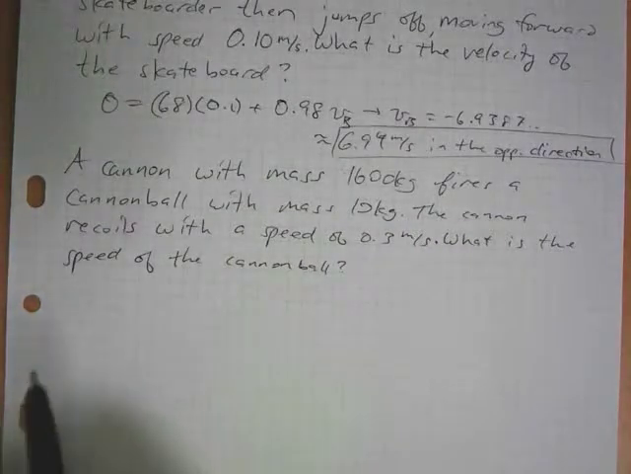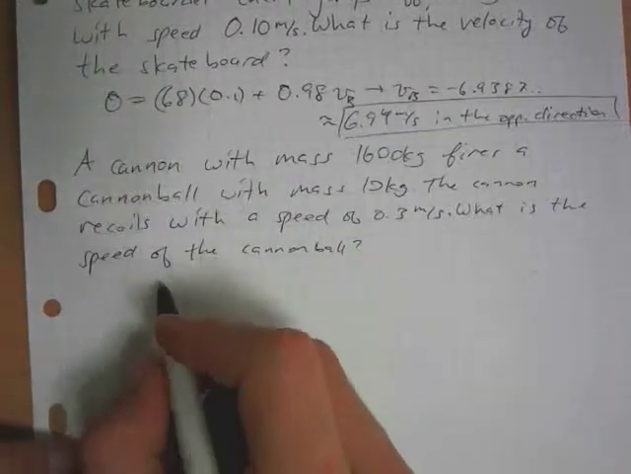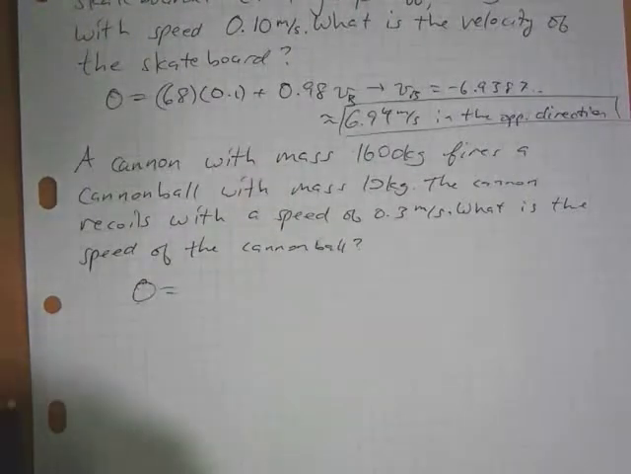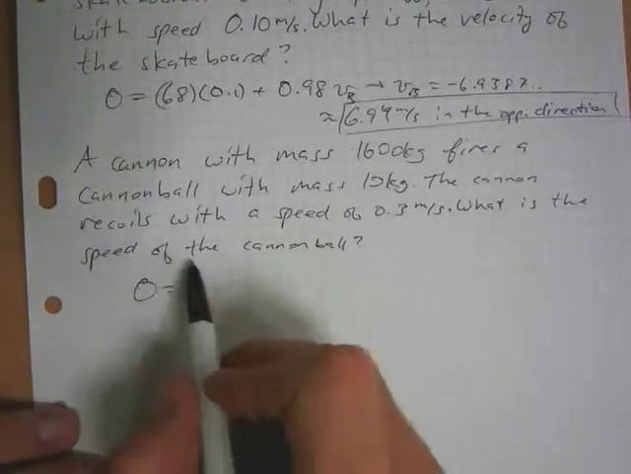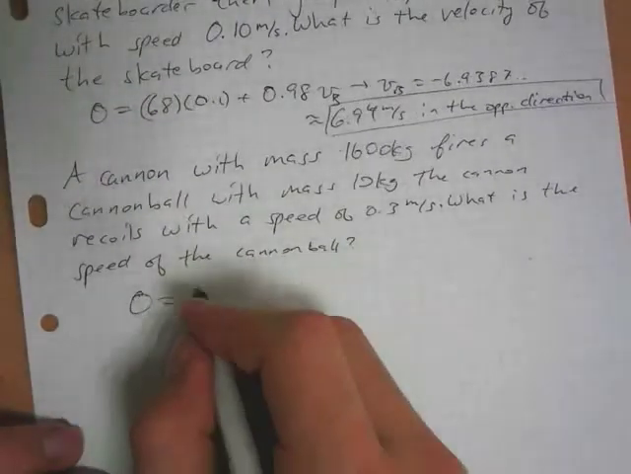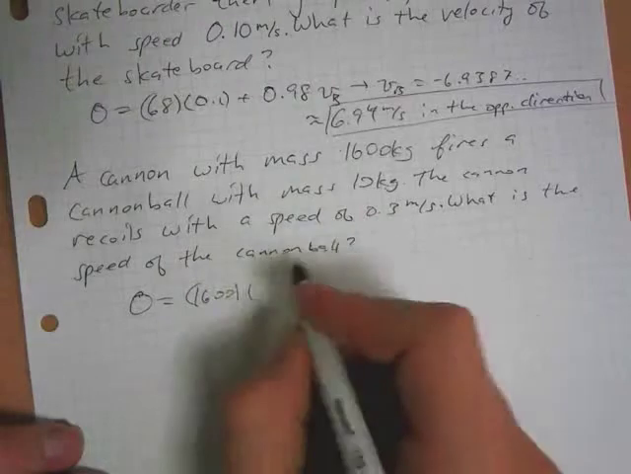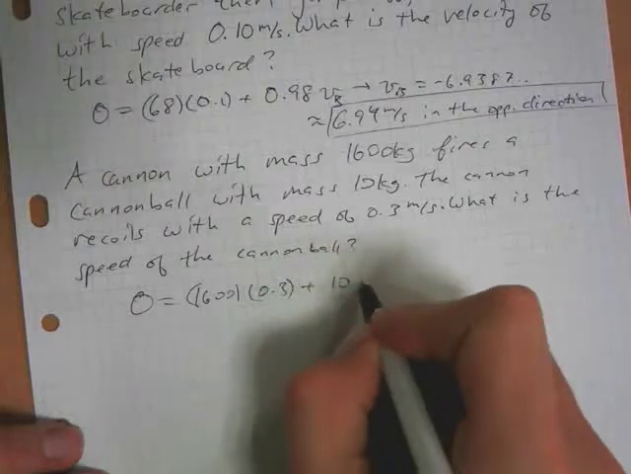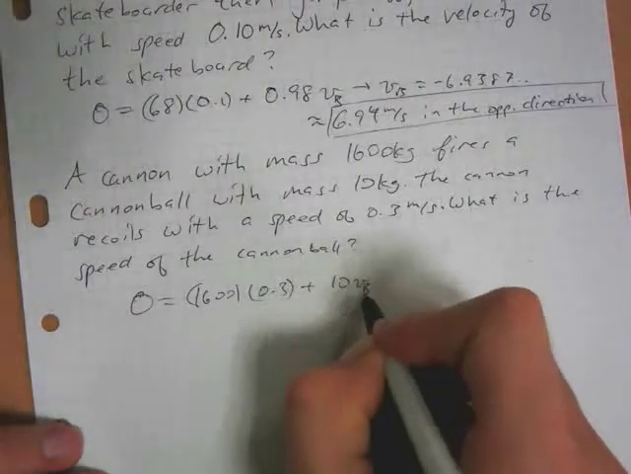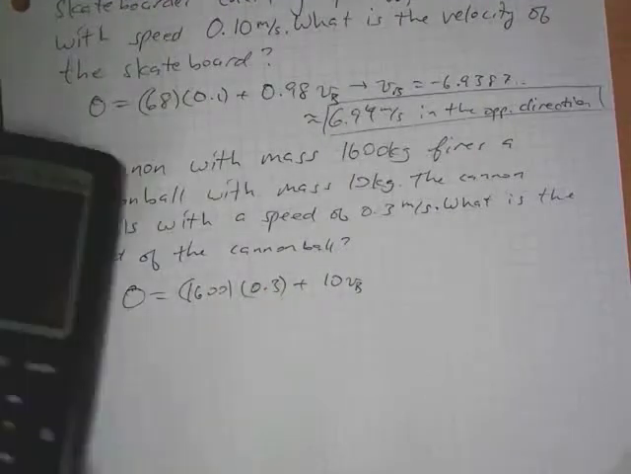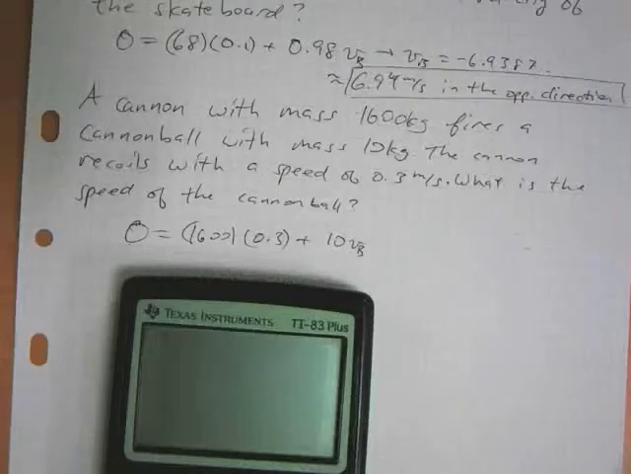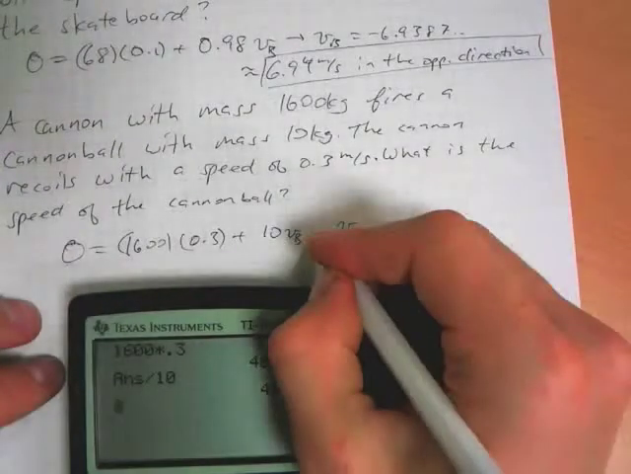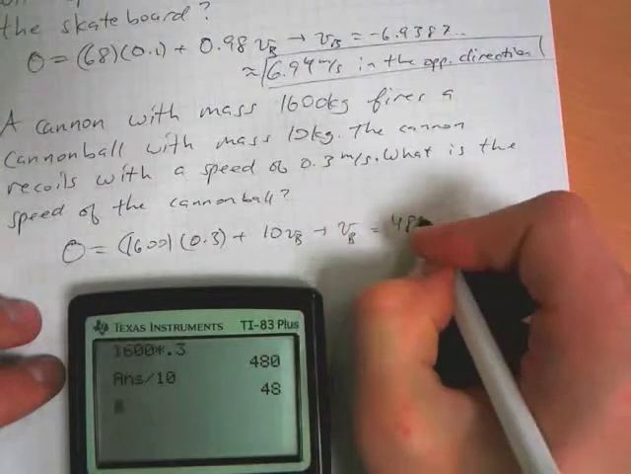So if we do the math on this, momentum is conserved, so the total momentum change is 0. They're both at rest to start off with, so they start off with 0 momentum. And we've got a cannon with mass 1,600 kilograms that winds up with a speed of 0.3 meters per second, and the cannonball with mass 10 kilograms and the velocity of the ball. So we can figure out the speed of the ball, and the speed of the cannonball is going to be 48 meters per second.